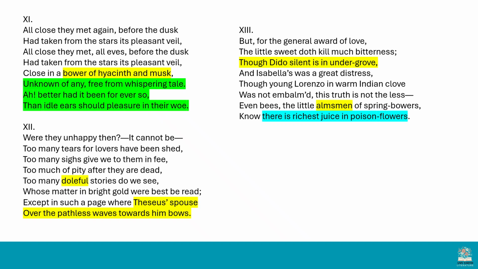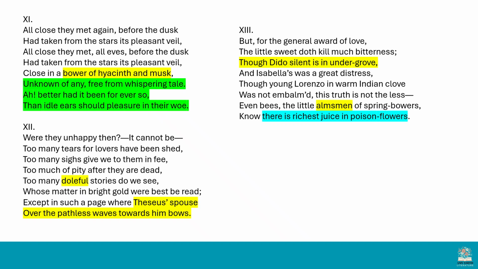Theseus's spouse is called Ariadne. She helped Theseus defeat the Minotaur, and then she was abandoned by him. And it's interesting to me here that she doesn't even have her own name, that's how much Theseus has eradicated her from his mind, and that even her name is gone.